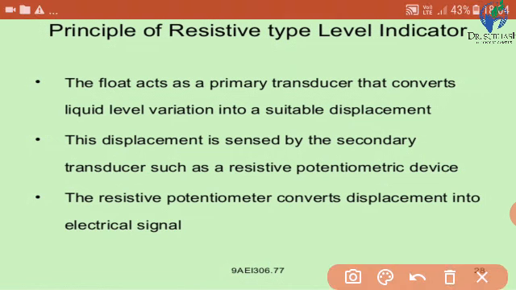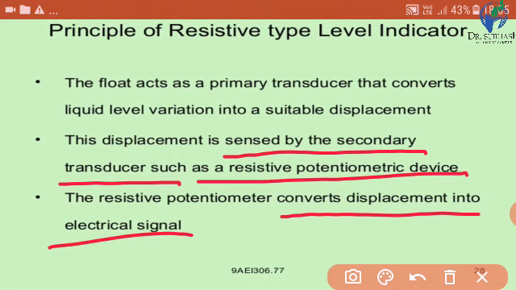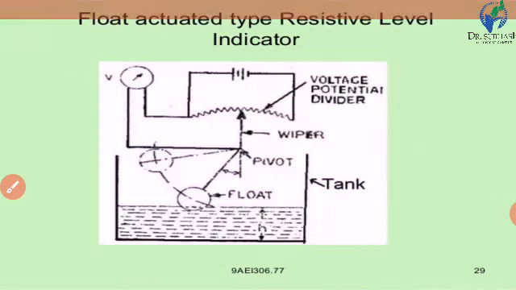This displacement is changed by the secondary transducer such as a resistive potentiometric device. So a potentiometer is used as a secondary transducer in this case. The resistive potentiometer converts displacement into an electrical signal. So it is used as a secondary transducer. This is the principle behind the resistive type level indicator.